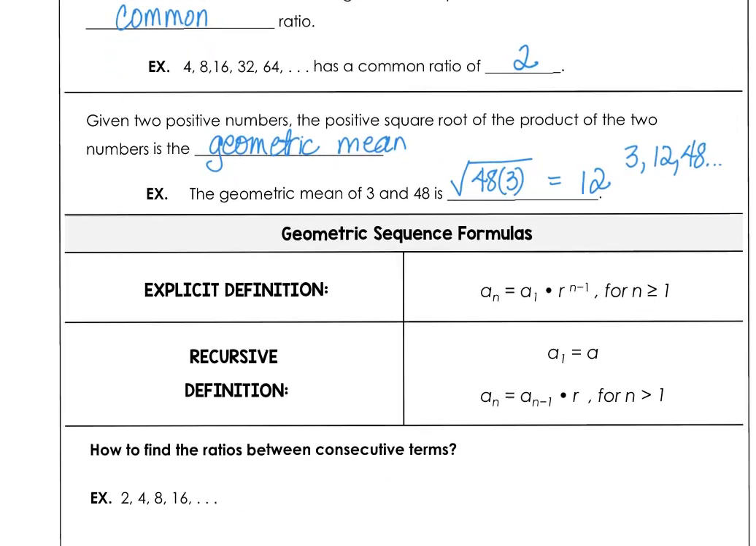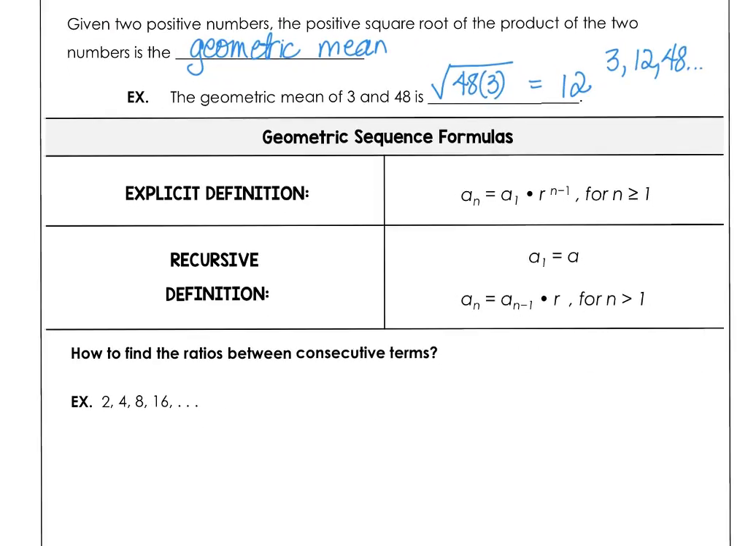And like our first lesson, here are the rules for the explicit definition, our a sub n rule here, and then our recursive definition where we write everything in terms of the first term and then follow a rule for the remaining terms. So how do you find the ratios between consecutive terms?